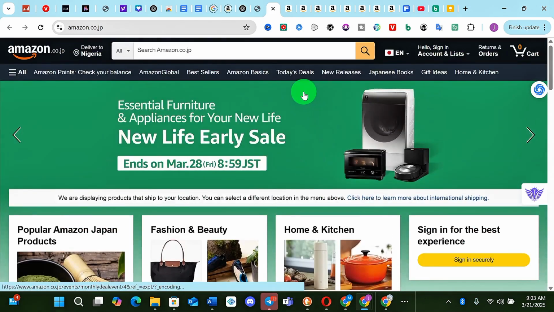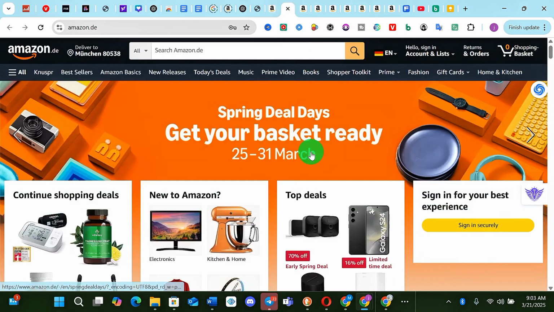Now the next marketplace that you can translate your book to and publish is the German market, which is very popular with Amazon KDP publishers. The German market has a monthly visitor count of 434 million people, which is a large number of people.